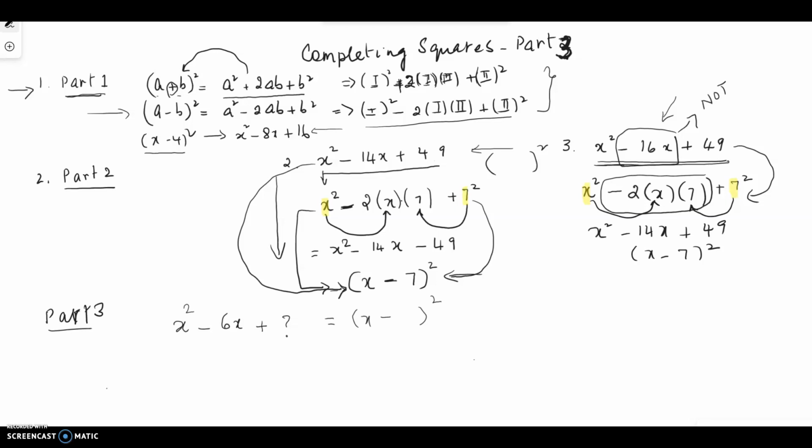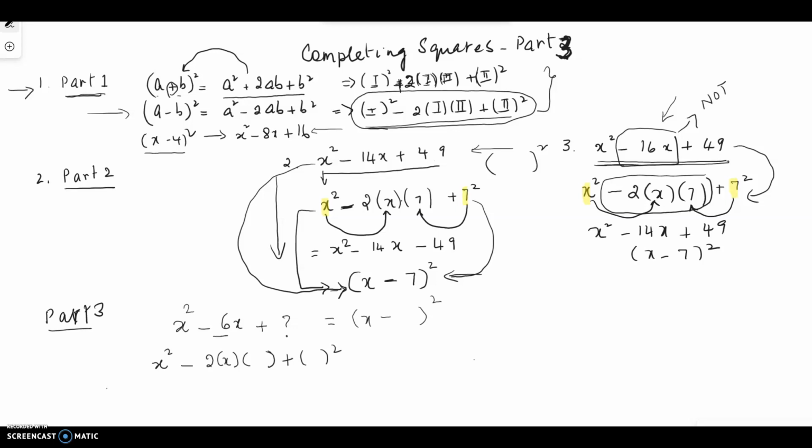Okay. So this is how we look at it. We have an x squared. We know what the pattern of a perfect square looks like. It has to look like x squared minus twice the product of x and the next term plus the square of the second.